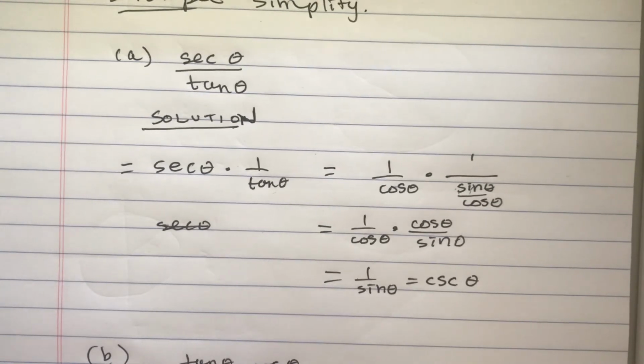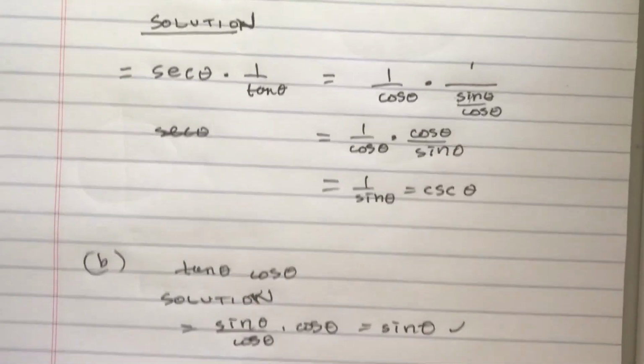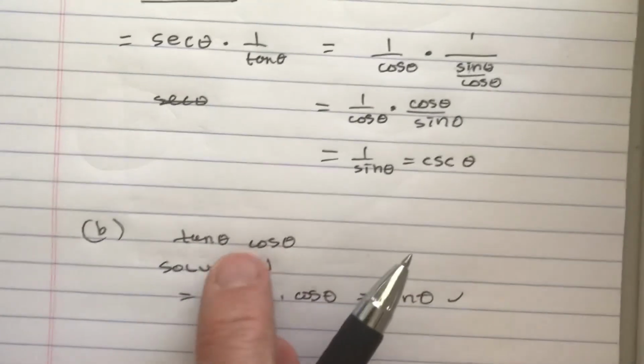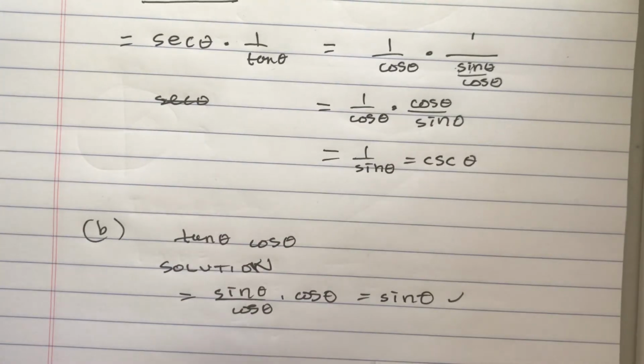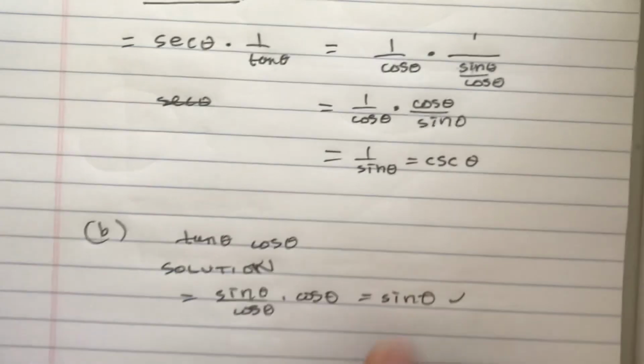So we're going to simplify this. So this is equal to sine theta over cosine theta times cosine theta. So that's equal to sine theta. So that simplifies that way. Okay, sorry. So we're simplifying tangent theta times cosine theta. So that's sine theta over cosine theta times cosine theta. Those cancel out, gives sine theta.